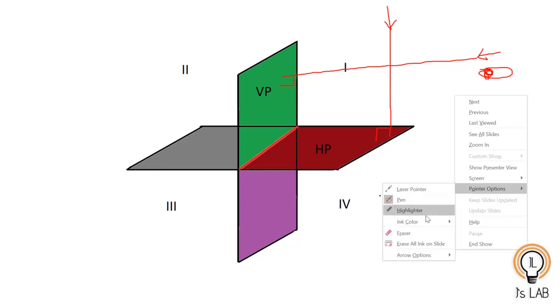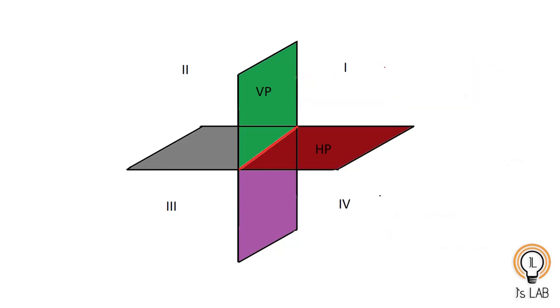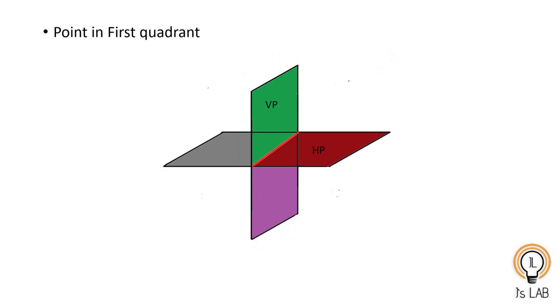Now we will see the first case. Point A is in the first quadrant. If it is in the first quadrant, we know that it is above HP and in front of VP. So this is the front view and this is the top view. This is the first quadrant, so point A is in the first quadrant.